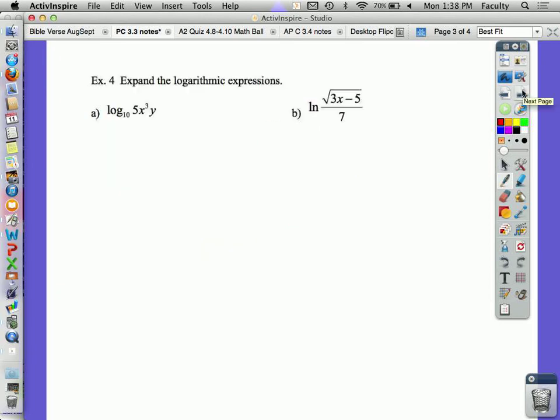Alright, example 4 says expand the logarithmic expressions. In letter A, I have log 5x cubed y base 10. So I'm going to drop the base 10 because we don't have to write it. And I'm going to first use that product property that says that's the log 5 plus log x cubed plus log y. And then I have an exponent on the x, and so I can bring that down.